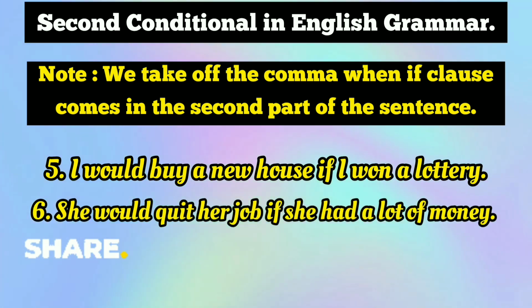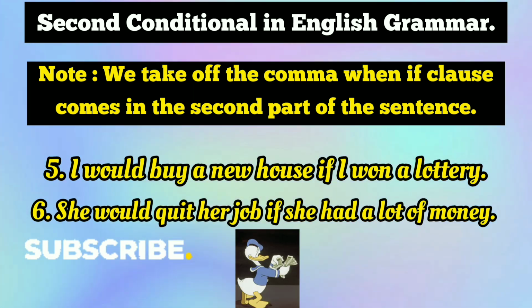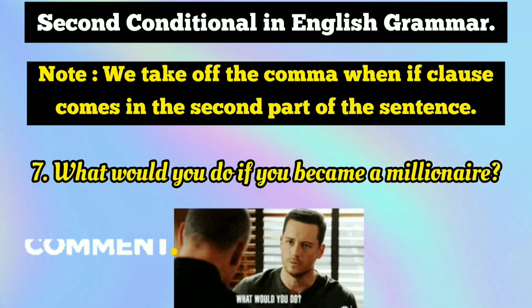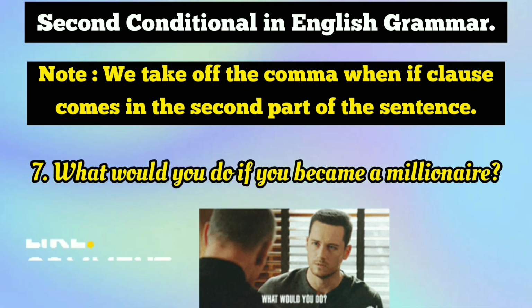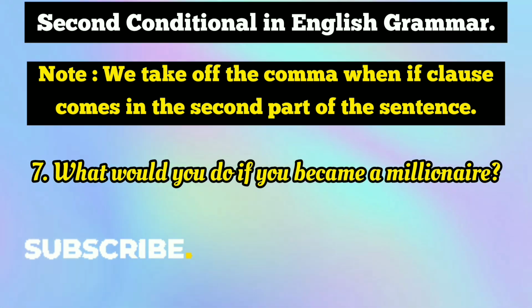See the next one. She would quit her job if she had a lot of money. Okay, again, if she had a lot of money, so the if clause is coming in the second part. And we can see some more examples. Number 7, what would you do if you became a millionaire? So same thing, I'm using the if clause in the second part of the sentence. That's why there is no comma. I have taken off the comma.